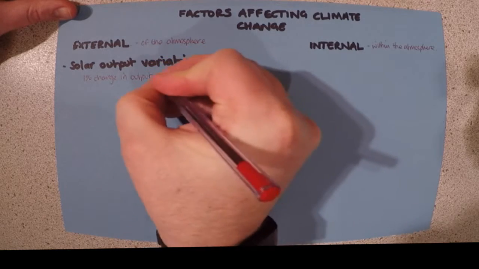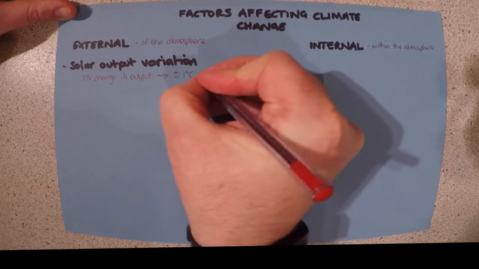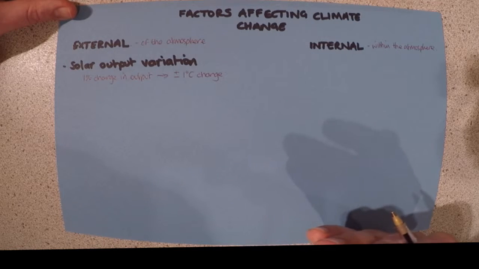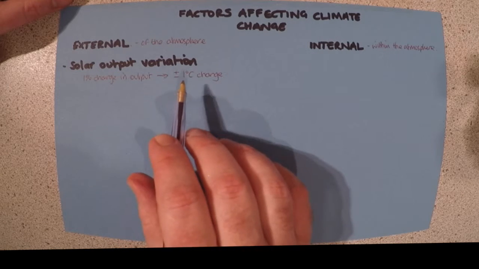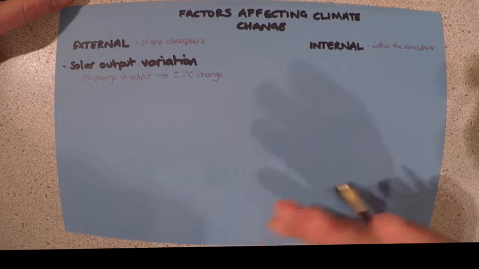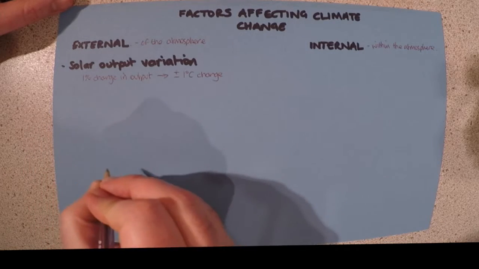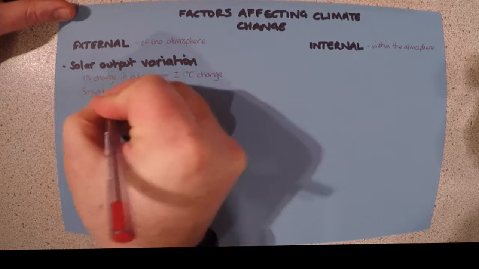Now, a 1% change in output can lead to a plus or minus 1 degree Celsius change. Okay, now that might not sound a lot, but you're thinking about over the period of maybe 100 years, 150 years, 200 years, then these changes may well add up, and then we may well be looking at things like 2 degrees, 3 degrees change, which actually can be a significant tipping point that will affect local climates.